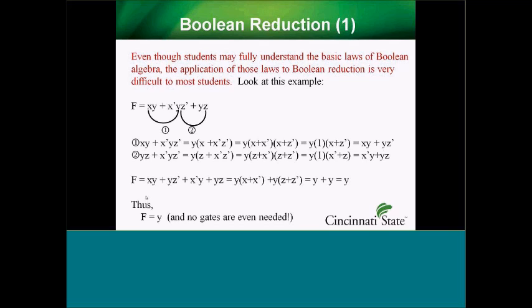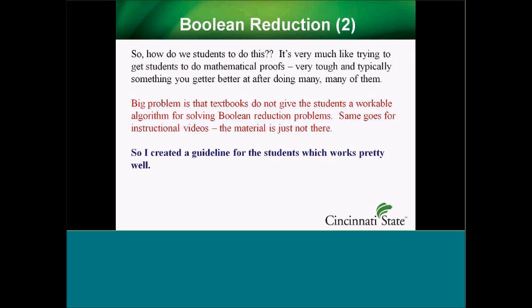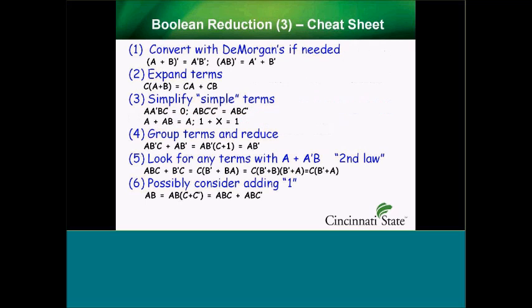So the key was, and I didn't develop this for the first several years I taught the course, I just kind of went along with it. But basically, I wanted to really figure out how to do this. Like I said, it's very much like trying to get students to do mathematical proofs. Unless you do tons of them, you just don't quite get it. And the textbooks don't do a very good job of solving it. So I created a guideline for the students, which works pretty well, and this is it. This is kind of the cheat sheet. Basically, most Boolean reduction problems follow this kind of algorithm. There's a little bit of going back and forth. First thing is you have to convert everything with De Morgan's as needed.